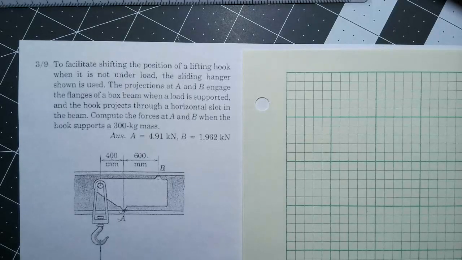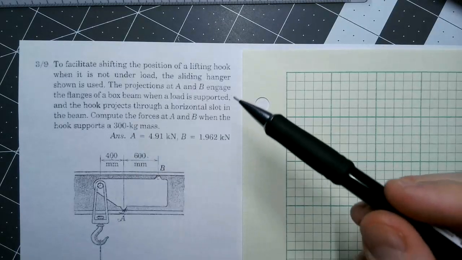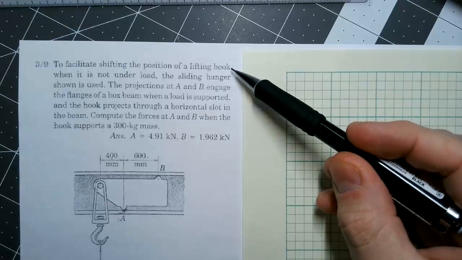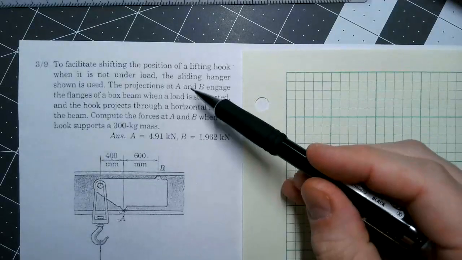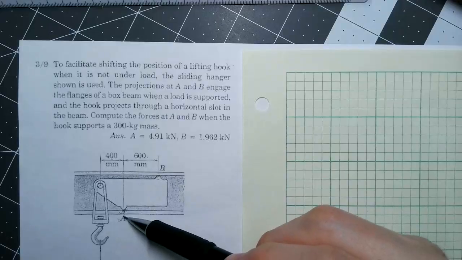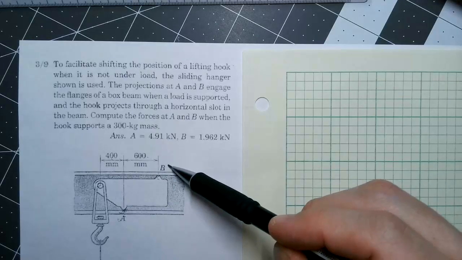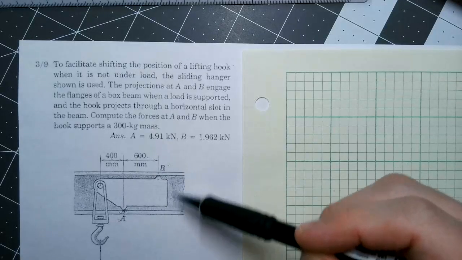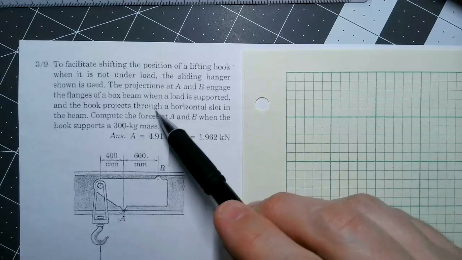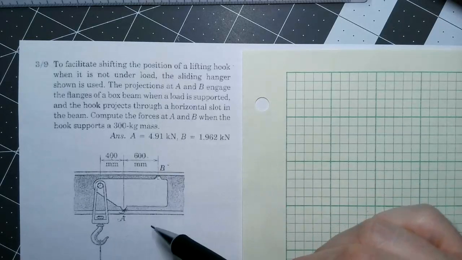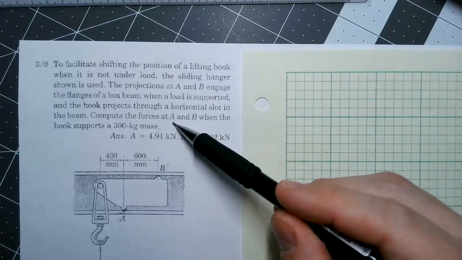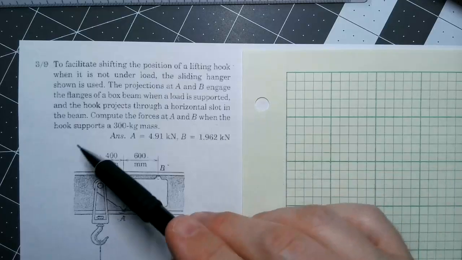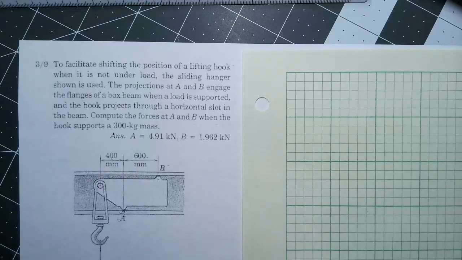The problem we have in front of us says, to facilitate shifting the position of a lifting hook when it is not under load, the sliding hanger shown is used. The projections at A and at B engage the flanges of the box beam when a load is supported and the hook projects through a horizontal slot in the beam. Compute the forces, these would be reaction forces, at A and B when the hook supports a 300 kilogram mass.